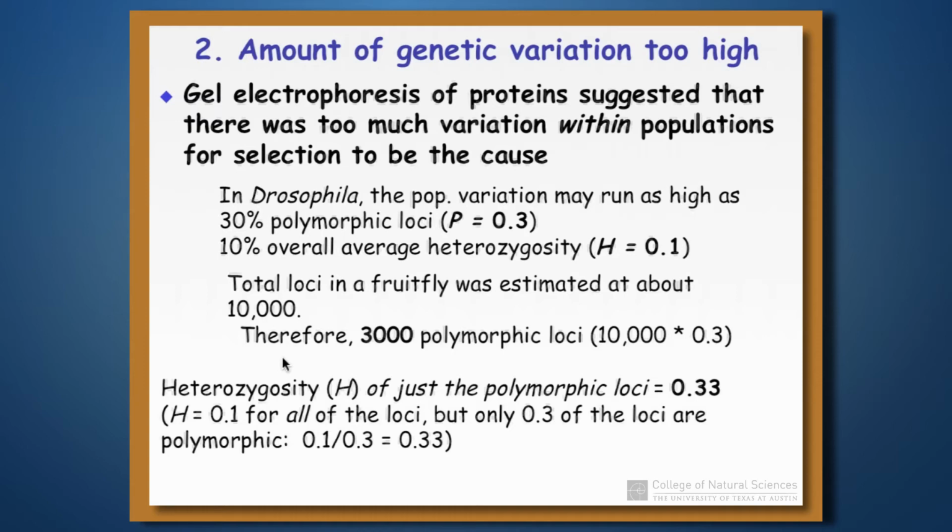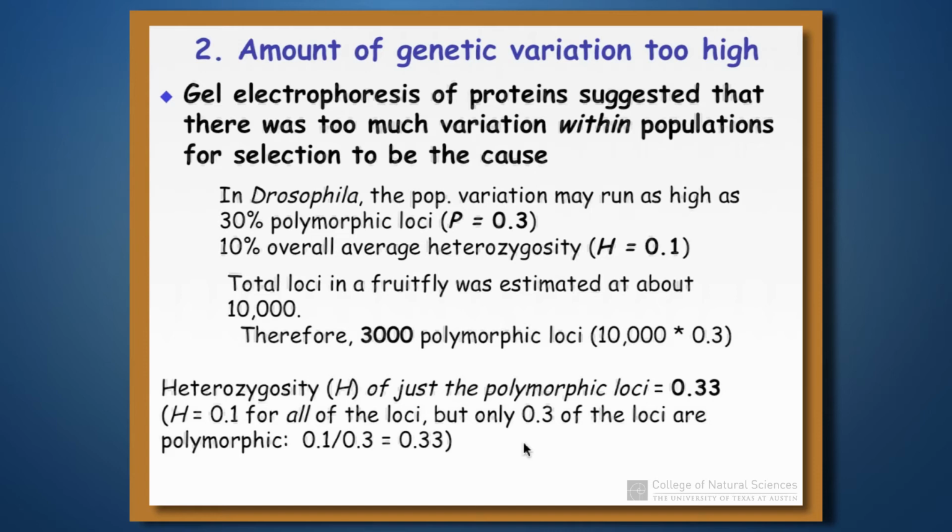And so if 30% of those loci are polymorphic, that's what this says up here, that would mean that of these 10,000 loci in the fly, 3,000 of them would be considered polymorphic. Then the question becomes, what's the average heterozygosity of just the polymorphic loci?